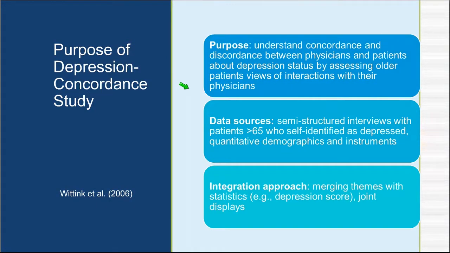So moving on to an example from the published literature, this was a study conducted by Whitting, Bark, and Gallo looking at how older adults and their physicians talk about depression status. Data sources included semi-structured interviews with older adults who, and this is important to remember as I look at this joint display, self-identified as depressed. So all of these older adults said that they were depressed. And they collected, in addition to that, quantitative demographic information and instruments, things like depression measures and so on. So integration involved then merging those themes with statistics and using joint displays.